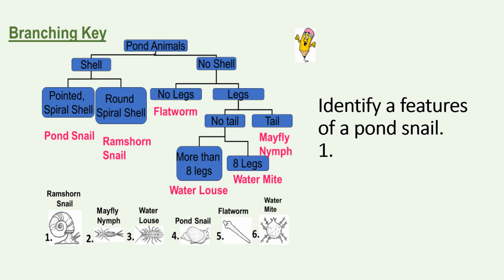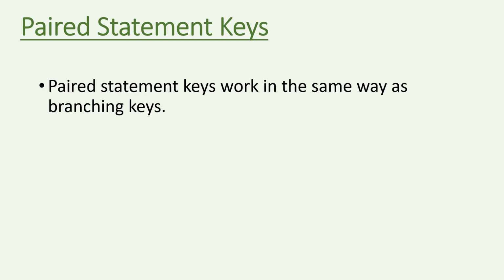Right, so try to identify a feature of a pond snail and pause the video. So a feature of the pond snail would be that it has a shell and that it has a pointed spiral shell. Well done if you managed to get that correct. If not, and you're struggling with keys, go back and watch the branching key part again. The other type of key that you need to know is the paired statement key, which again you should have covered in third year. So paired statement keys work in the same way as branching keys.